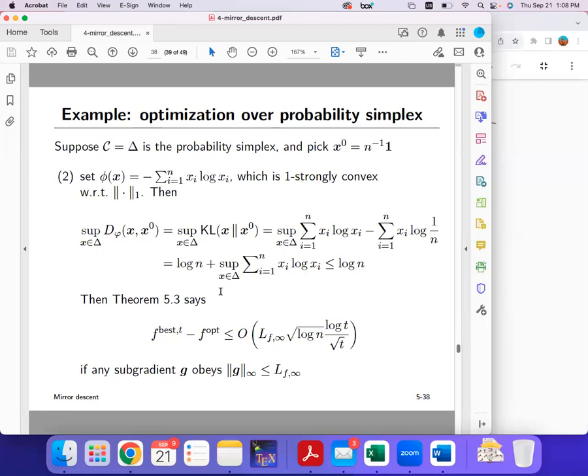Okay. And then plug this bound back into the convergence rate result. The convergence rate becomes this one, square root of log n, and this is the convergence rate part. But now the Lipschitz constant becomes a constant evaluated under the L infinity norm. This is because the dual norm of L1 is L infinity.